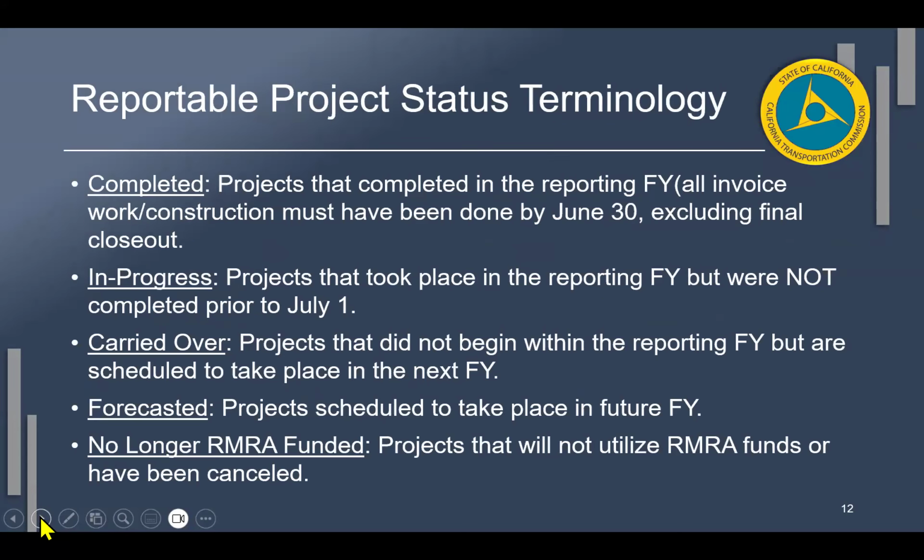So just a quick breakdown on our project status terminology. Completed, pretty self-explanatory. This does not mean that it has to be final closeout. It just means that it has to be overall open to the public, and all major construction has completed. It's usable. And it has to have been done within the fiscal year. So by June 30th, right? You've hit that status. In progress, it just means that it's been active within the year. It doesn't mean that it completed by June 30th.